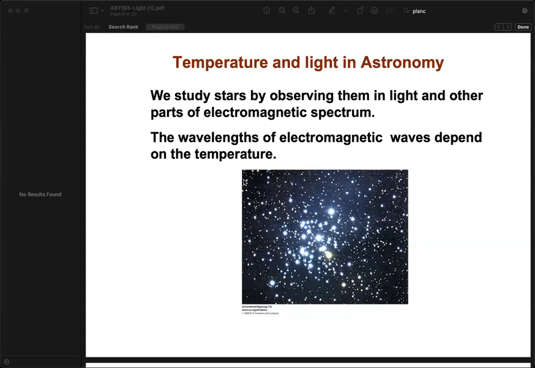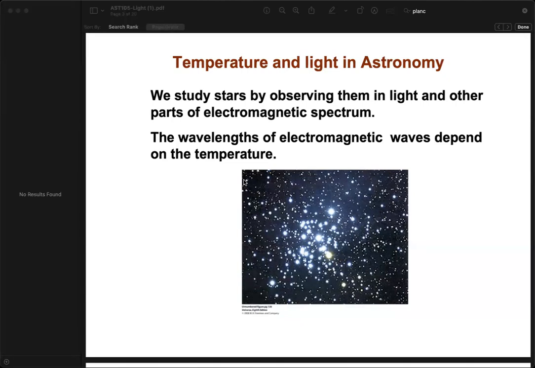Things that glow because of their own heat, like stars, their color is a representative of what their temperature is. The hotter they are, the more bluish their light is, and the less hot they are, the more orange or yellow their light is. In fact, there is a more precise gradation that can be seen, and we use that to figure out the temperature. As I said, the different colors are different wavelengths. The wavelengths of electromagnetic waves depend on the temperature.